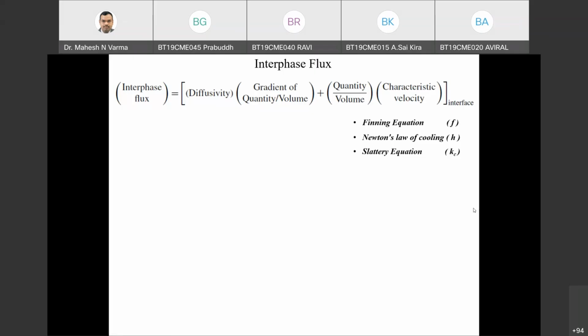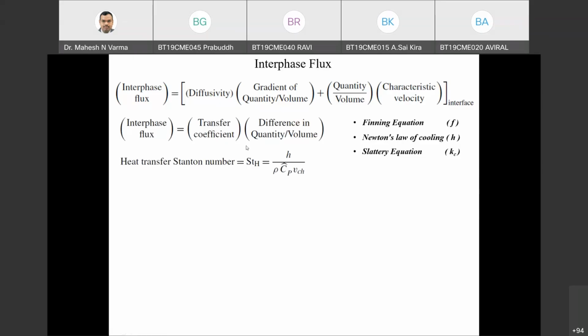So we have tried to bring that driving force in the form of a difference of quantity per unit volume, not gradient. So with the difference in quantity per unit volume, we got a generalized transfer coefficient. This h by rho Cp is a generalized transfer coefficient in heat transfer. Half friction factor into velocity is a generalized transfer coefficient in momentum transfer, and Kc is a generalized transfer coefficient in mass transfer.